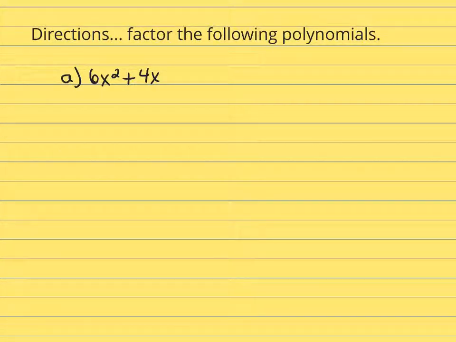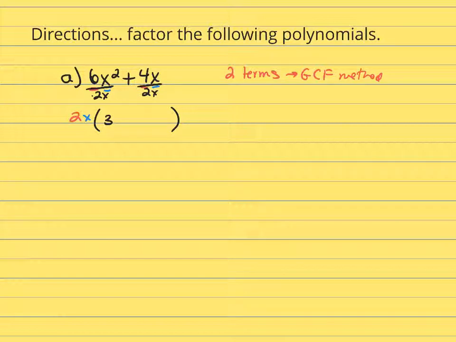We notice there are 2 terms. My biggest thing I'm going to check first, my go-to method, is the GCF method. I notice that the numbers 6 and 4 have a GCF of 2, and x squared and x each have an x in common. So their GCF is 2x, in which case 6 divided by 2 is 3, x squared divided by x is just x, and then 4x divided by 2x is just a 2. So there's our answer for that one.